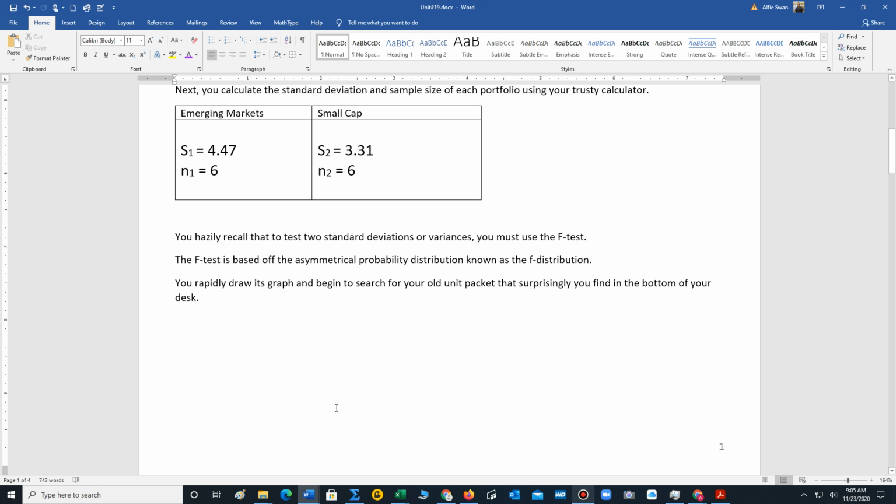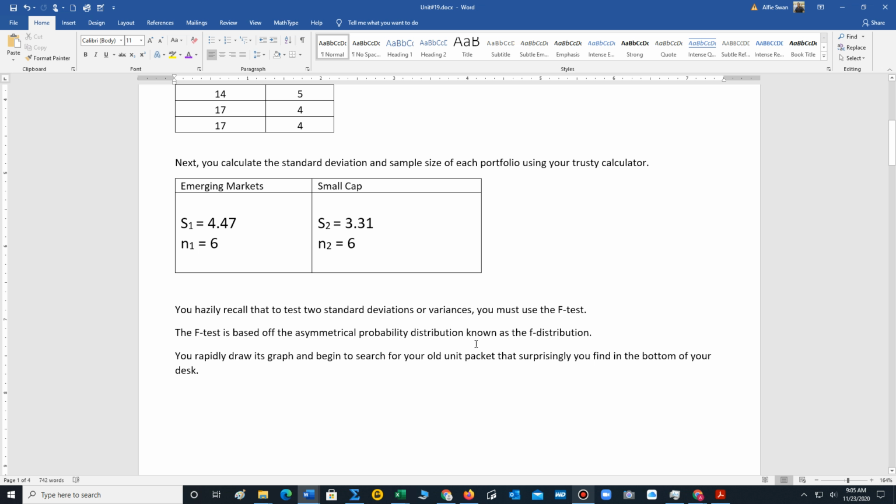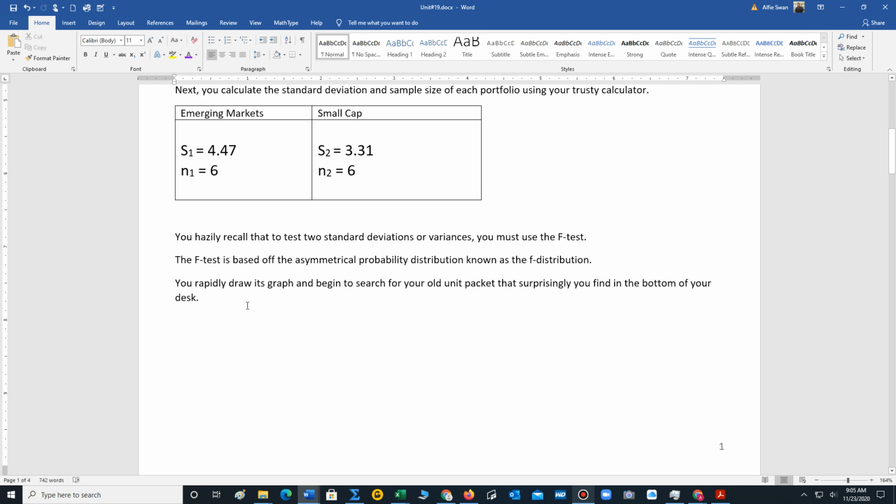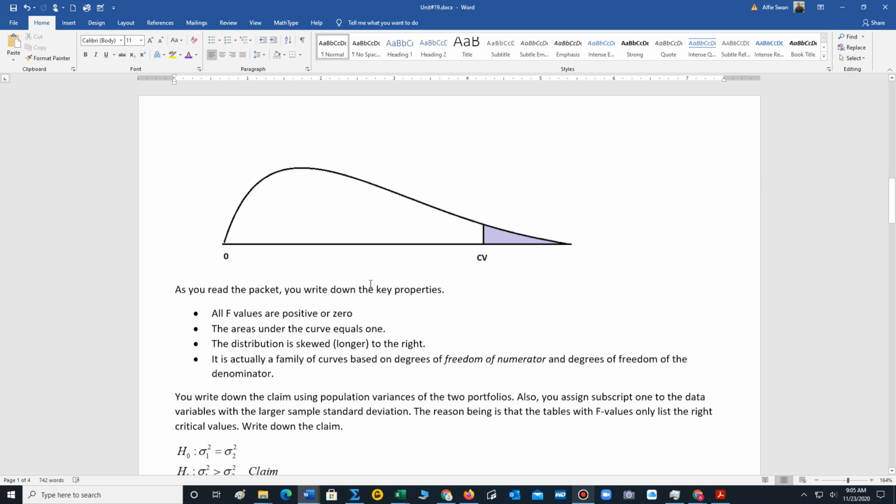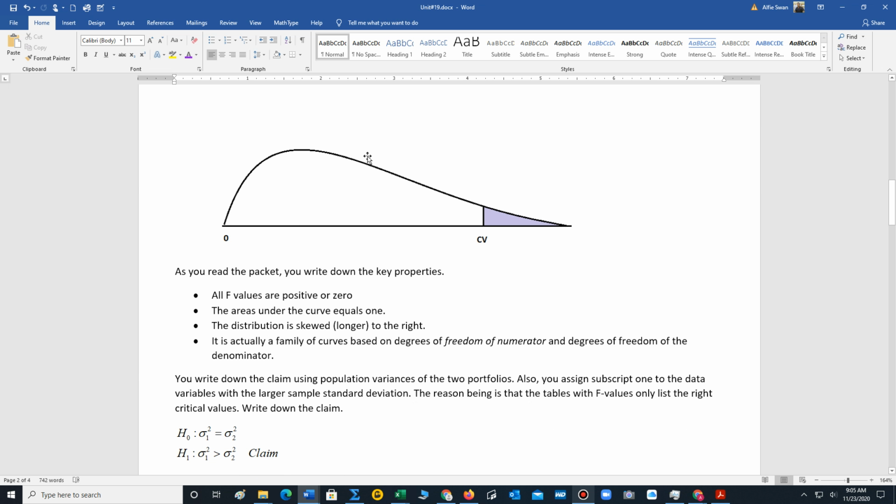You hazily recall that to test two standard deviations or variances, you must use the F-test. The F-test is based off the asymmetrical probability distribution known as the F distribution. You rapidly draw its graph and begin to search for your old unit packet that surprisingly you find at the bottom of your desk. And so here we have a graph of the F distribution.